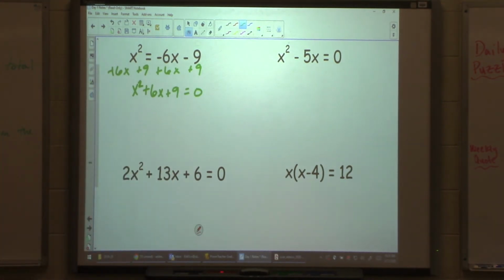Awesome. So once we got it equal to 0, what did we say our next step was? Least common denominator, right? What's it? Least common denominator.